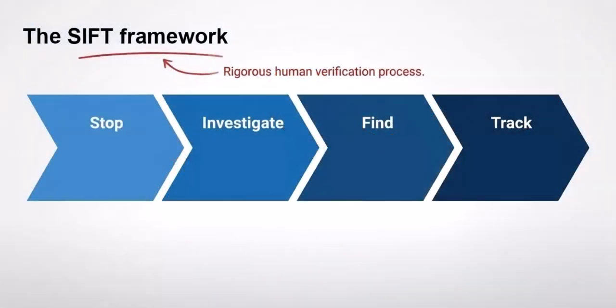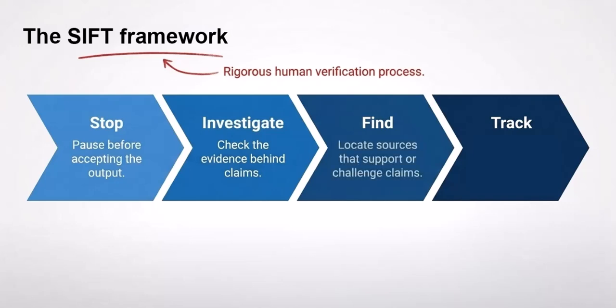To evaluate AI output, you can use the SIFT framework. First, stop and pause before accepting what the AI tool has given you. Next, investigate the evidence behind any claims the AI is making. Then, find relevant sources that actually support or challenge those claims. Finally, trace it back by going to the original source and reading it yourself.